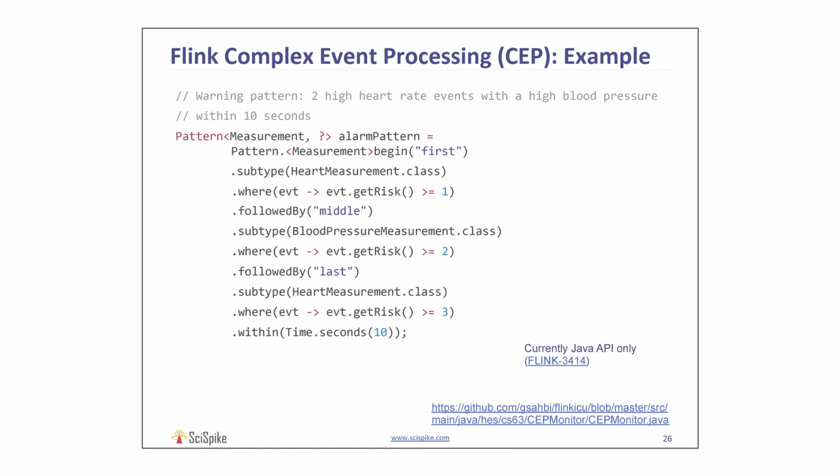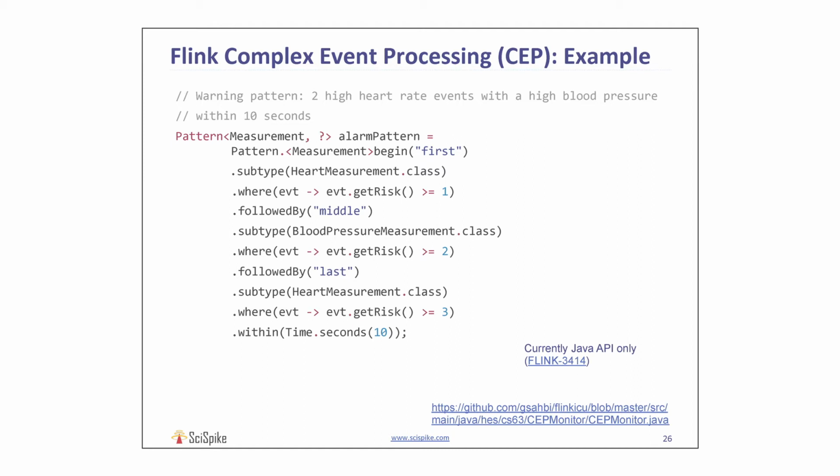We are monitoring the patients. So we have the warning pattern, which is 2 high heart rate events with a high blood pressure within 10 seconds. You see, this is the pattern that we want to match. And currently, CEP for Flink supports only Java. But you can see it is fairly intuitive.